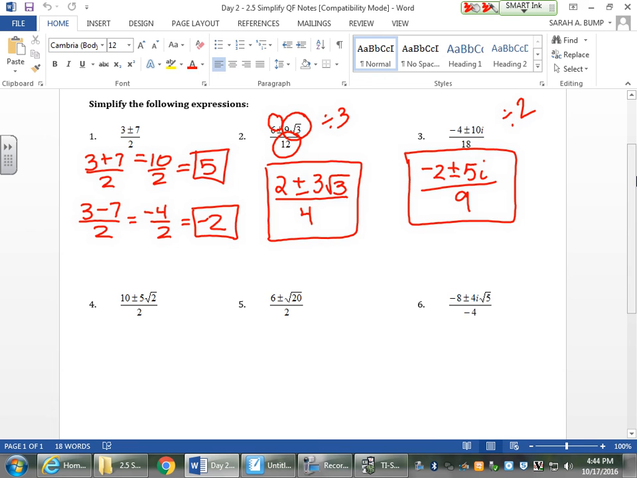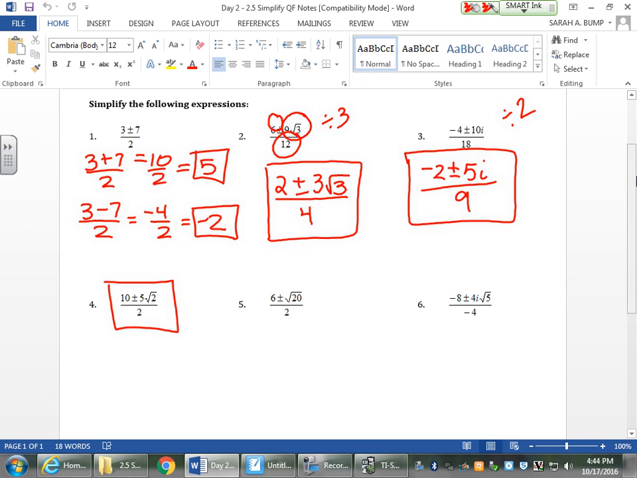Okay. Number 4. Is there anything that goes into 10, 5, and 2? No. That's your answer. Can't do anything else with that. Okay? 2 goes into 10, but 2 doesn't go into 5. Therefore, you're not going to simplify that further.